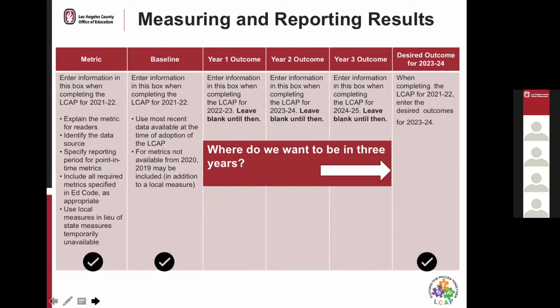So just some reminders for the metric column include explaining the metric for readers and identifying the data source. You'll also want to specify the reporting period for any point in time metrics, as well as include local measures in lieu of any state measures that are currently not available. For baseline data, LEAs must use the most recent data available at the time of adoption of the LCAP. For metrics not available from 2020, you can include 2019 data in addition to a local measure. And finally, for the desired outcomes for 2023-24, consider where you want to be in 3 years. Next slide, please.